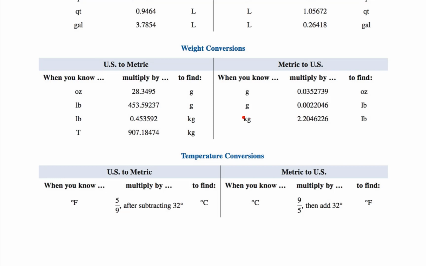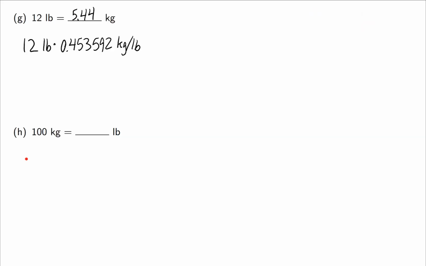100 kilograms to pounds. Kilograms to pounds is in the third section on the right side. I mentioned 2.2 pounds previously. Here's your exact value. 2.2046226 is our multiplier. So let's do 100 kilograms times 2.2046226. Rounding to 2 decimal places, I get 220.46 pounds.